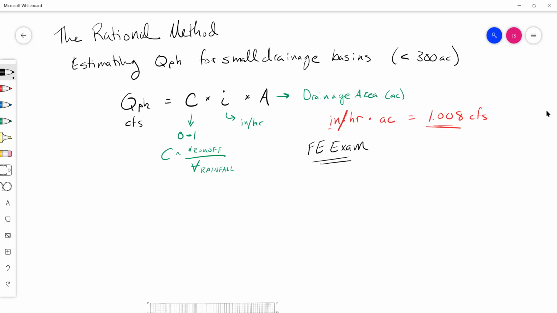The thing I want to unpack the most with you guys is this rainfall intensity and where this number comes from and how we estimate it. This rainfall intensity is going to be linked to the duration of the storm event through an intensity duration frequency curve. And in order to estimate this I, we also need to think about our duration. So let's look at estimating I.